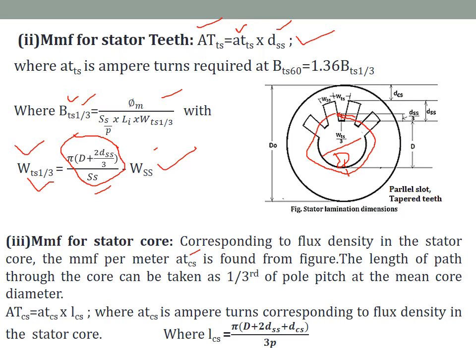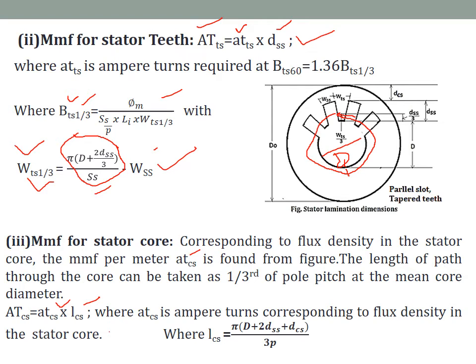Figure is nothing but the BH curve. The length of the path through the core can be taken as 1/3 of the pole pitch and the mean core diameter. So ATCS is equal to small ATCS multiplied by LCS, where ATCS is the ampere turns corresponding to flux density in the stator core. So we are assuming flux density in the stator core.